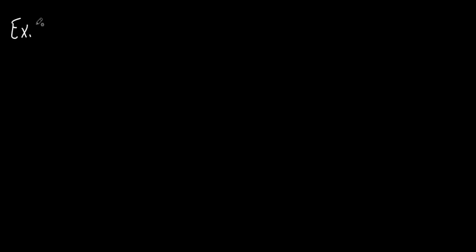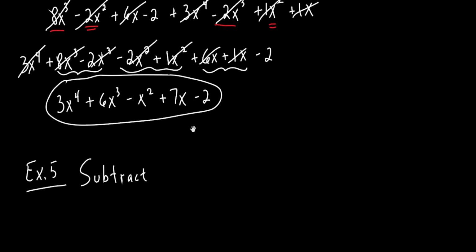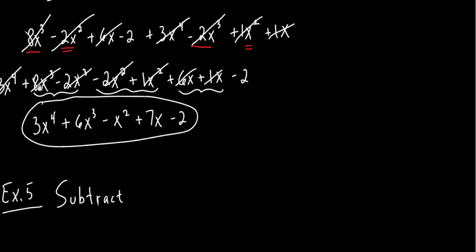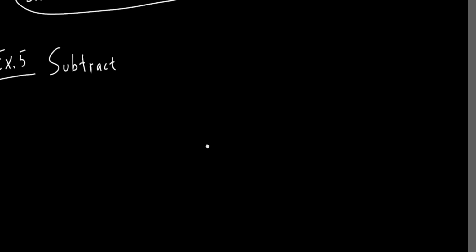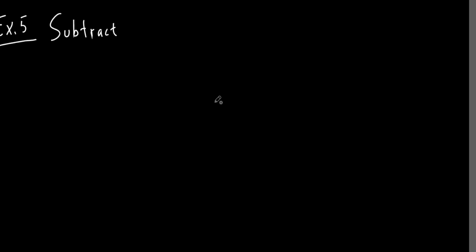Example 5. This time we're going to subtract polynomials. Now, we kind of did some subtraction on the other one, didn't we? We did one subtraction, right? 8x cubed minus 2x cubed. So technically we did a subtraction. And what? Negative 2x squared plus 1x squared. Maybe you could think of that as subtraction as well, I guess. But this is going to be a little bit different. So here it is. Everybody watching?